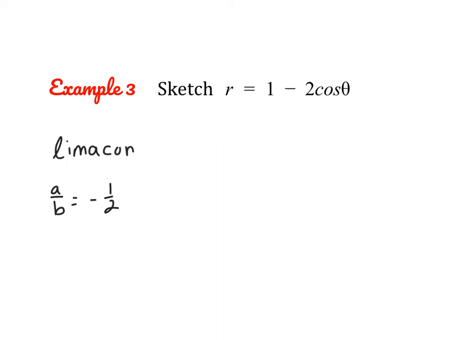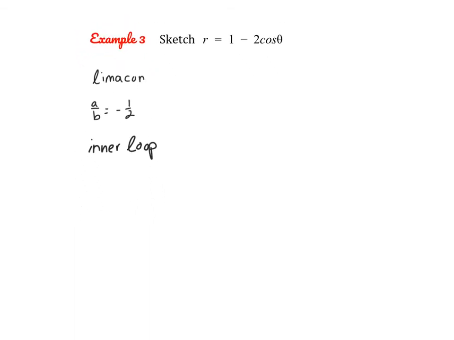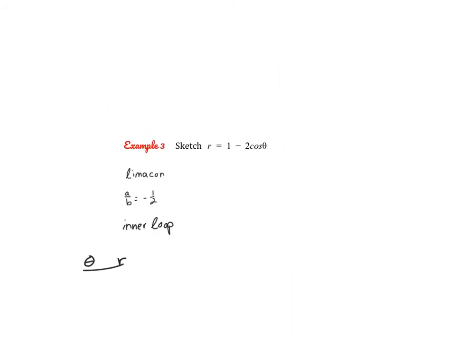And since it's negative, that's going to tell us that our graph is actually going to be on the left side of our axis rather than the right side, but we can see that with our T-chart. But since the absolute value of A over B is less than 1, we know that this is going to have an inner loop. So we can definitely expect that in our graph. All right, now let's make a T-chart so we can get some of our values from quadrant 1 and 2, and then we'll just reflect it over the polar axis.